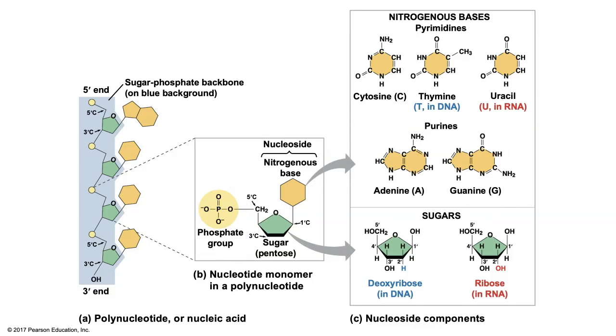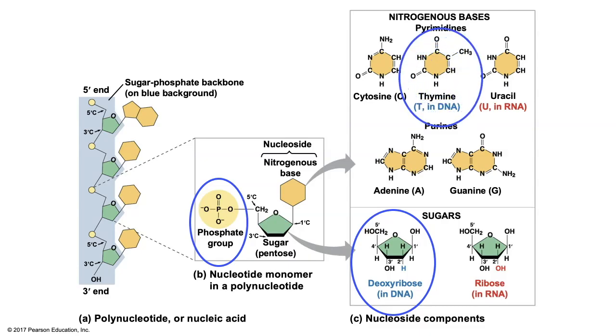So if I want to build a thymine nucleotide monomer for use in DNA, I will need a phosphate group. The sugar that I'm going to need is the deoxyribose sugar, since I'm building DNA. And the nitrogenous base, I said that I'm making a thymine nucleotide, so I'm going to take the nitrogenous base thymine.